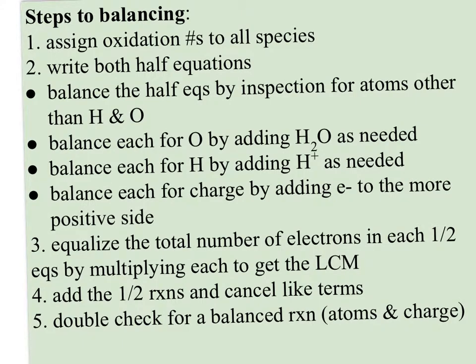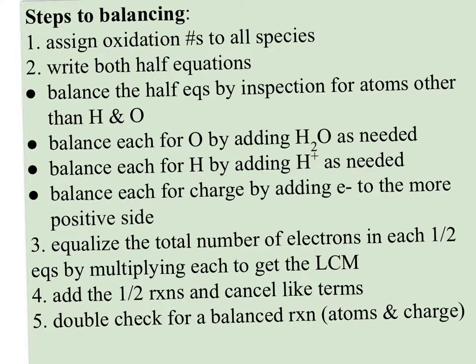So the two equations we just looked at were both balanced, but how do you use half equations to do the balancing? Well, the first step is to assign oxidation numbers to all species, then write the half equations, and then you're going to balance the half equations. And this is where it gets a little bit tricky.